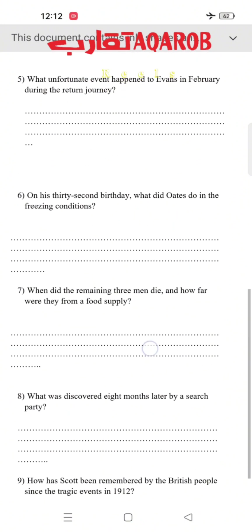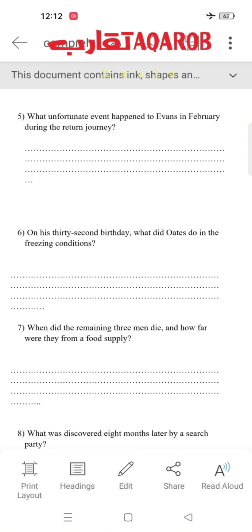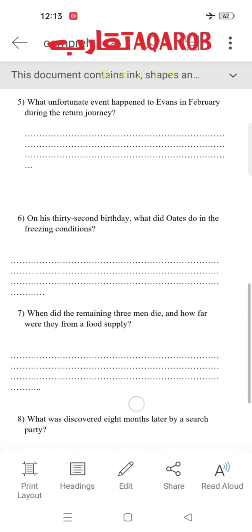Number 5. What unfortunate event happened to Evans in February during the return journey? So Evans died in February during the return journey. This is the answer, that he died in February during the return journey.